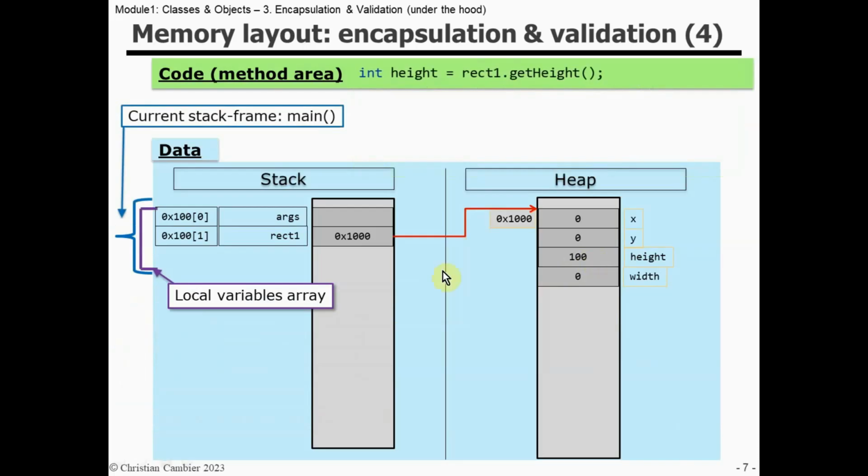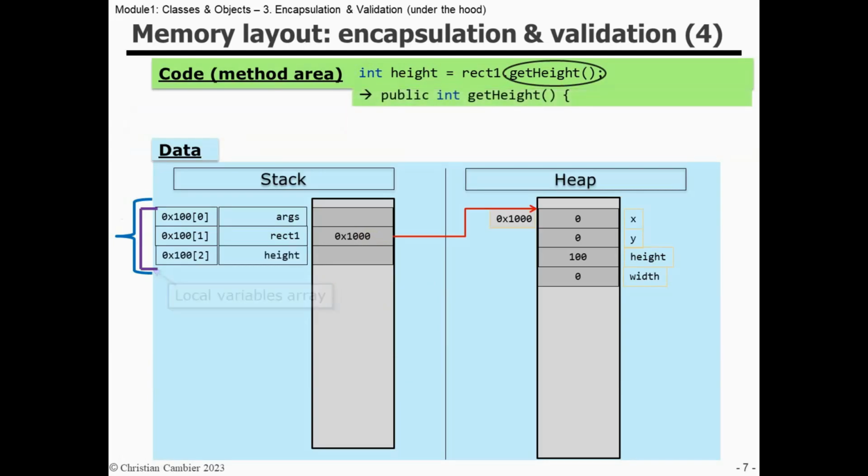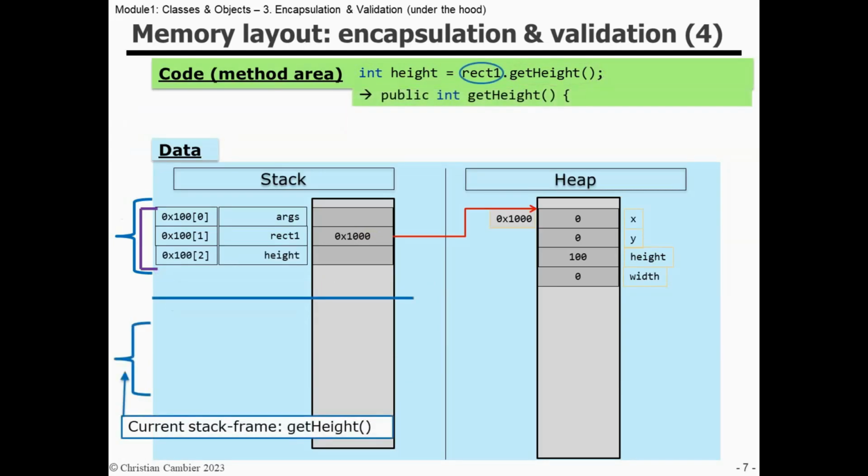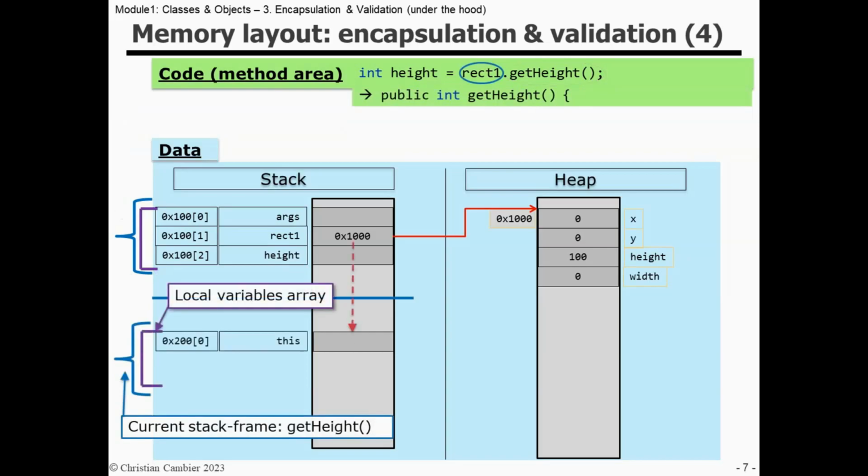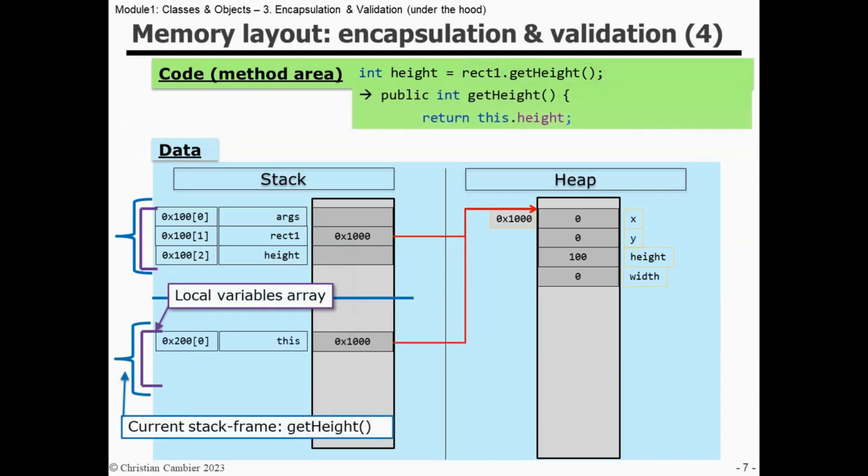Finally, the getHeight. Here the purpose is to assign the result of the invocation to local variable height. We are in the main method, so this local variable will be allocated in the current stack frame of the main. After that, the invocation of the getHeight. Again, invoking a method creates a new stack frame, this time for the getHeight method. We initialize the this pointer. No parameters, so that's it. And we execute only one statement, return.